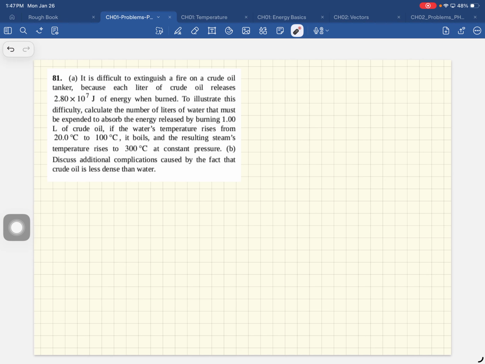Okay, so this is the mass of water you're going to spray. And the amount of heat is 2.8 times 10 to the 7 joules. The specific heat of water is 4186 joules per kg per degree Celsius. What is the temperature of water going to rise by? 20 to 100 degrees Celsius, so 80 degrees.